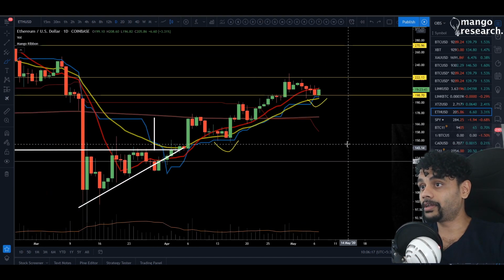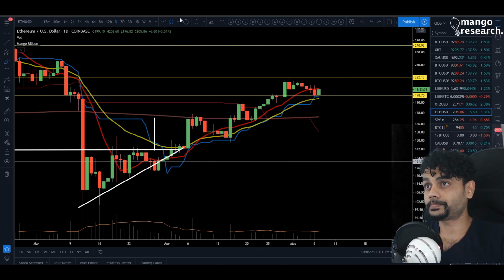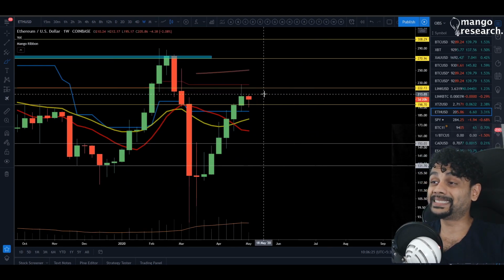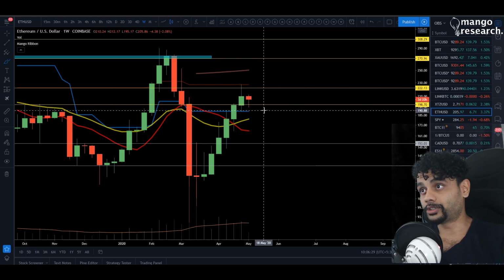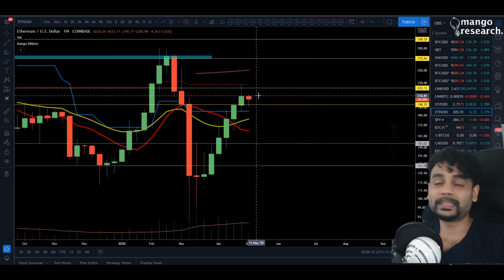So that's Ethereum. We can go ahead and talk about the weekly quickly. Let me just delete all these lines. Ethereum weekly, we are sitting against Kijun resistance. Now we're sitting right smack in the middle against the Tenkan and the Kijun. Sorry, the Tenkan over here and the Kijun over here. These are the kind of trades I do not like. I don't like to be in the middle of the range.